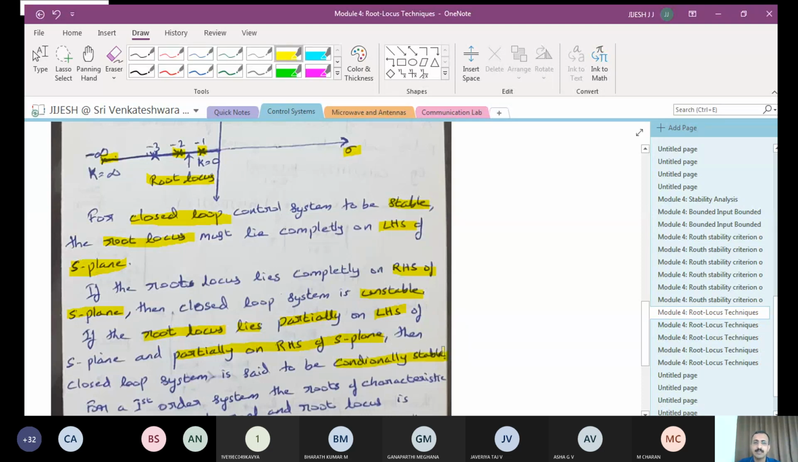So these are the three things which you have to understand: when the system will be stable, when it will be unstable, when it will be conditionally stable. When you plot the root locus, if it is in the LHS of the S-plane, then it is called stable. If it is in the RHS of the S-plane, it is called unstable. If it is partly on LHS and RHS, then it is called conditionally stable.